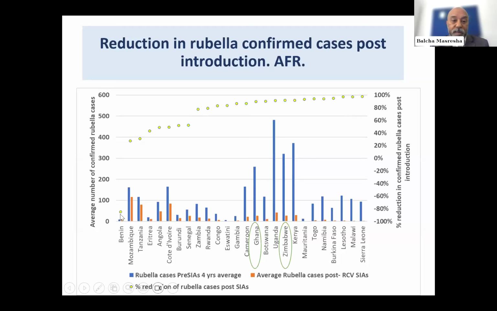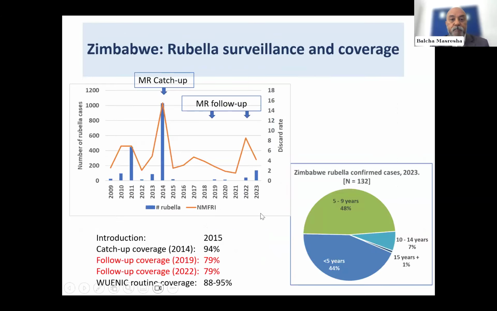The only country on the left-hand side where the reduction was not seen, but actually an increase in the number of cases, was Benin. But here, the context is such that we're referring to only 1 year post-campaign data for Benin. And then this country also had very poor rubella surveillance data in the pre-campaign years as a comparator. So I just wanted to give you that context. And then I'll take you through 2 countries, Ghana and Zimbabwe, just as an example.